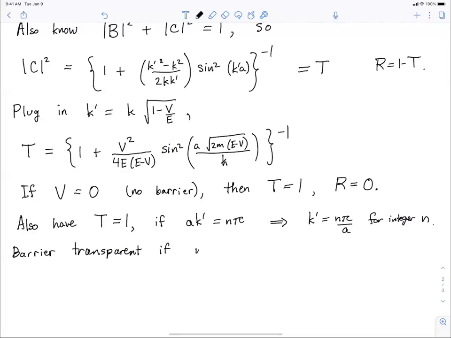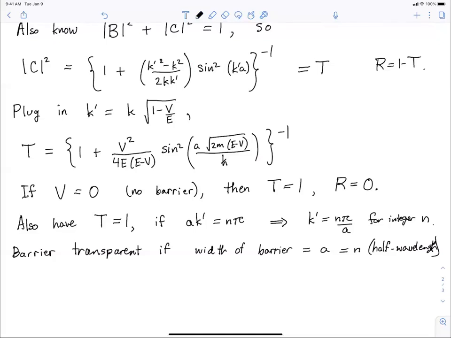If the width of the barrier, which we called a, if that equals n times half a wavelength of the particle in the barrier. Sorry, go ahead. Sorry to interrupt you.